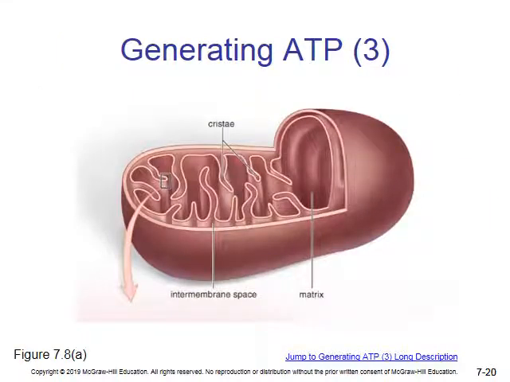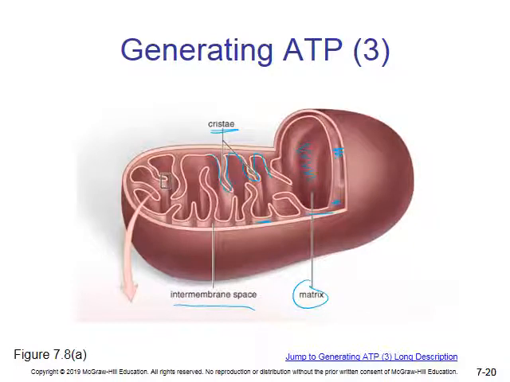Just to make sure that we understand what we're looking at on the next image, here's our mitochondria. Remember, it has 2 layers, right? It's a double membraned organelle. The space inside is the matrix. There's also a space between the 2 membranes, and that's called the intermembrane space. And there's these infoldings of the inner membrane, and they're called cristae.